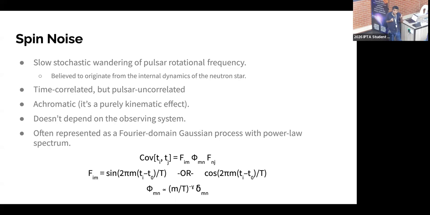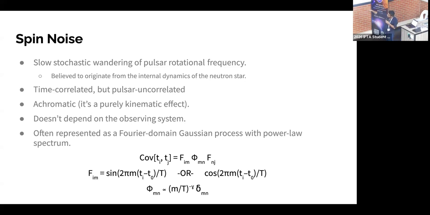So this is a purely kinematic effect. It's time correlated, but it is not correlated across pulsars, and it has no chromatic dependence. It also does not depend on the observing system because it's a purely pulsar-intrinsic noise, and it is often described as a Fourier domain Gaussian process with a power law spectrum. So I will not go into this math below.